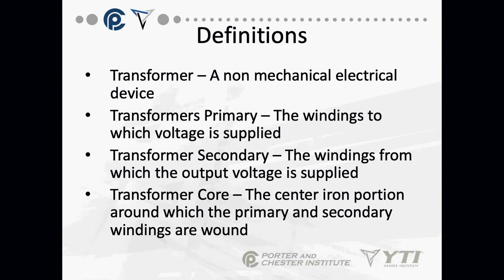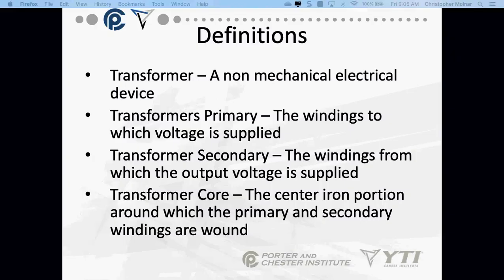The transformer primary is the side that we apply voltage to. Okay, so we apply voltage to a transformer primary. The secondary side is where voltage comes out of. Okay, it's the output voltage supplied. Now, the transformer is one of these weird devices that's both a load and a source.